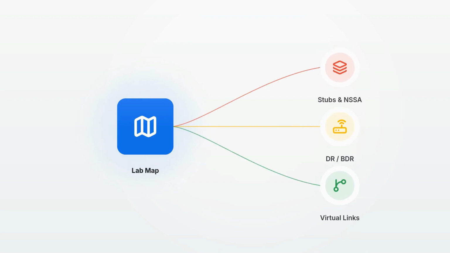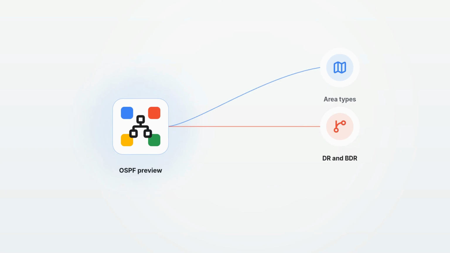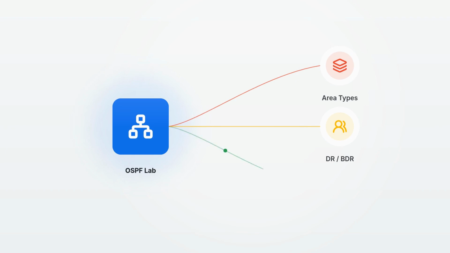Now let's step up to a stricter version of stub. A totally stubby area removes even more route detail from the branch. A totally stubby area goes further than a standard stub. It blocks Type 3, Type 4, and Type 5 from entering. So routers in the area keep their internal routes plus a single default route. In practice, that's commonly done with no summary on the ABR. The practical effect is a very small routing table in the branch. Routers there rely on their internal routes and then use the default route for almost everything outside the area.